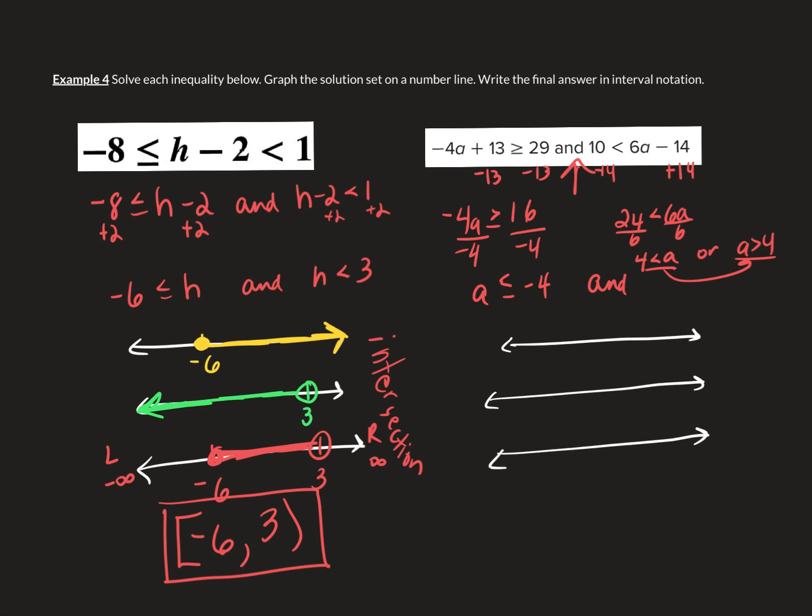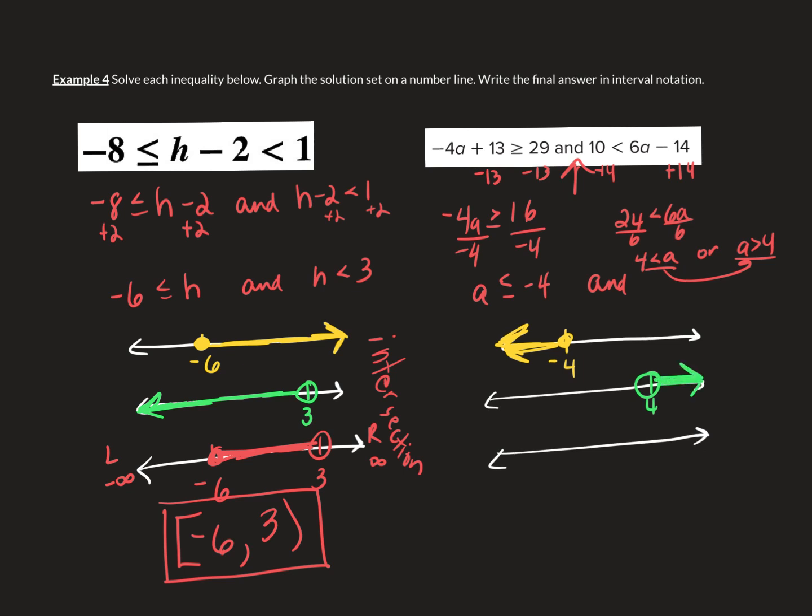So I'll graph the top one in yellow. A is less than or equal to -4. And I'll do the other one in green. A is greater than 4. Open circle, greater than 4.